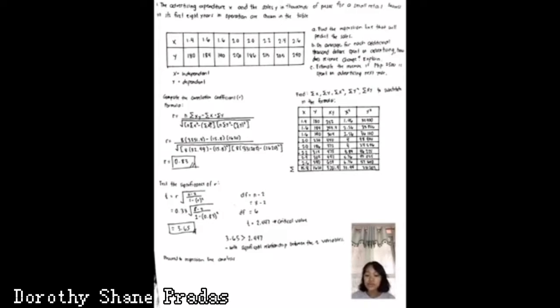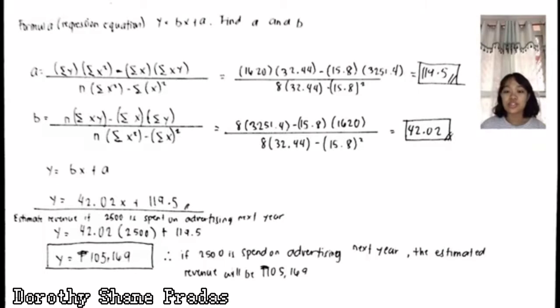The next thing that we are going to do is to test the significance of R using this formula right here. We will then substitute R and N to their corresponding variables, which is equals to 3.65. In comparing, we find that 3.65 is greater than 2.447, which is the critical value. So there is a significant relationship between the two variables. We will then move on to the regression analysis.